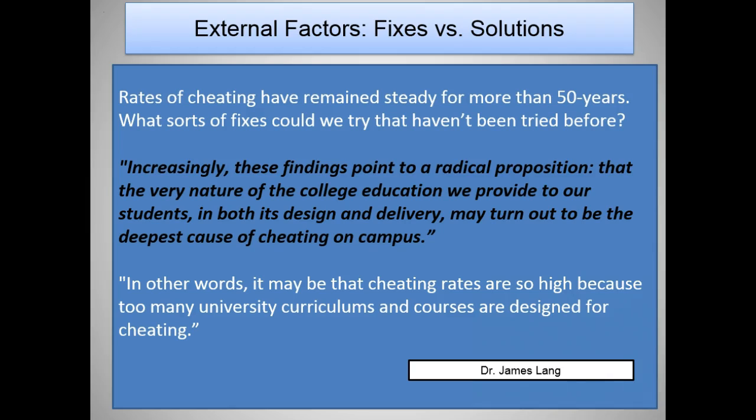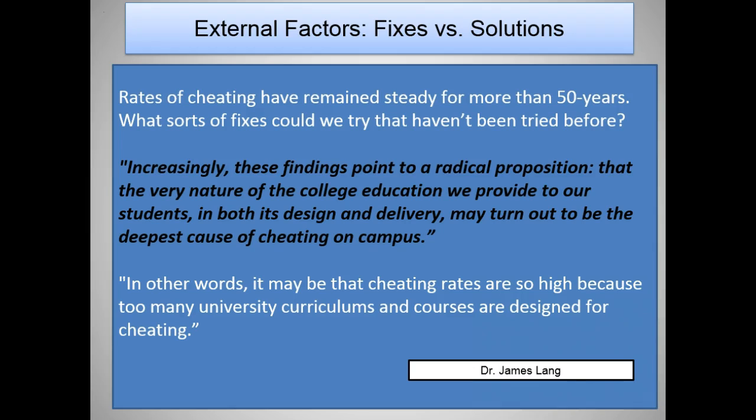I already mentioned this. Rates of cheating have remained steady. Fixes are probably not going to be that profound. I'm quoting here from Dr. James Lang, who wrote the book Cheating Lessons. He says, increasingly, these findings, the fact that cheating rates have remained steady for the last 50 years, point to a radical proposition that the very nature of the college education we provide to our students, both in its design and delivery, may turn out to be the deepest cause of cheating on campus.